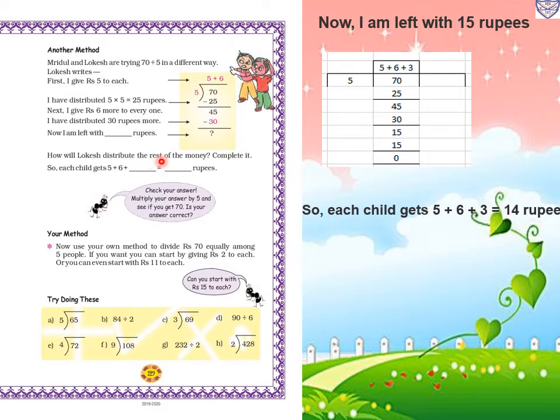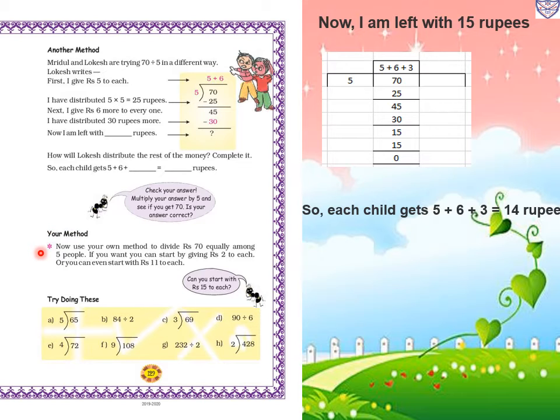How will Lokesh distribute the rest of the money? Complete it. Each child gets 5 plus 6. Now 15 rupees are left. In the 5 table, when 15 comes, that is 3. So he has to give 3 more rupees to each one. 5 threes are 15. 15 minus 15, 0. So each child gets 5 plus 6, 11, 11 plus 3, 14. So 14 rupees. Now check your answer: multiply your answer by 5 and see if you get 70. Is your answer correct? Our answer is 14, so if we multiply by 5, 14 fives are 70. Yes, our answer is correct.